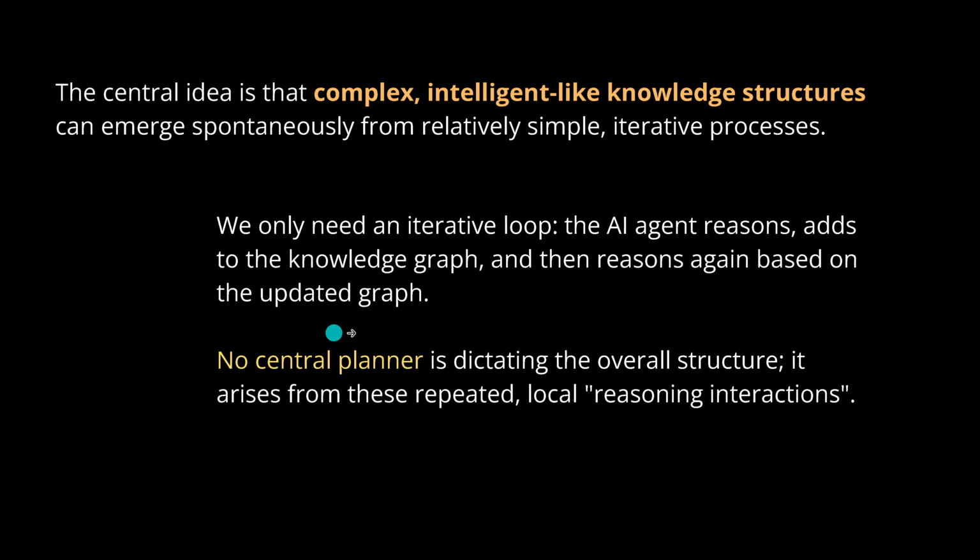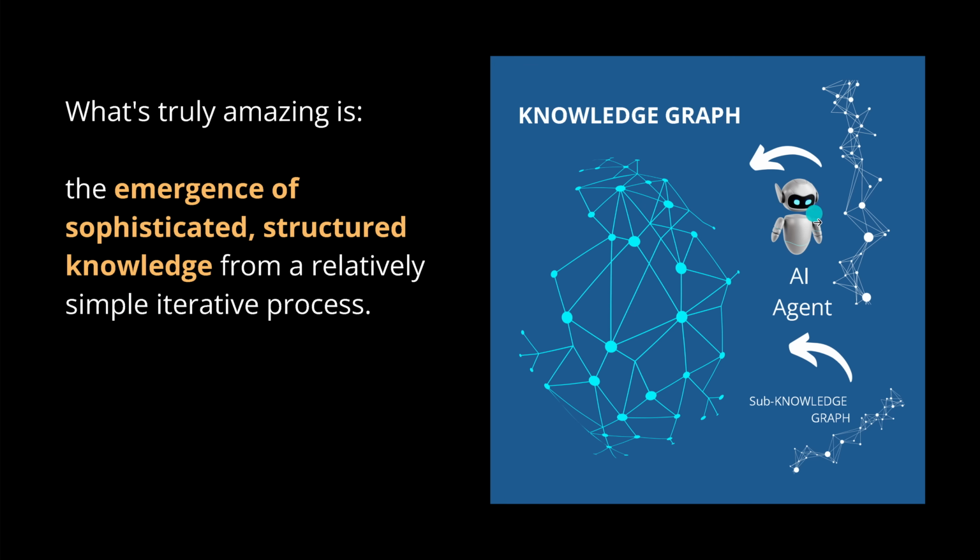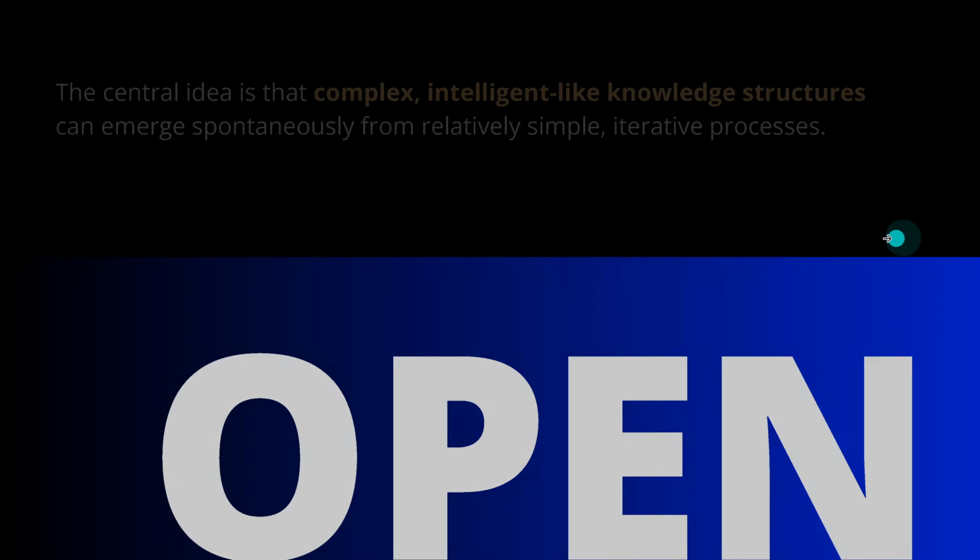So you see we have no central multi-agent boss in this configuration. There's no central planning AI, vision language model or large language model. This is dictated by the overall structure. And this is why we need specific entropy functions, but more about this later. So this arises from the repeated local reasoning interactions from our little AI agent that just adds some local reasoning knowledge.